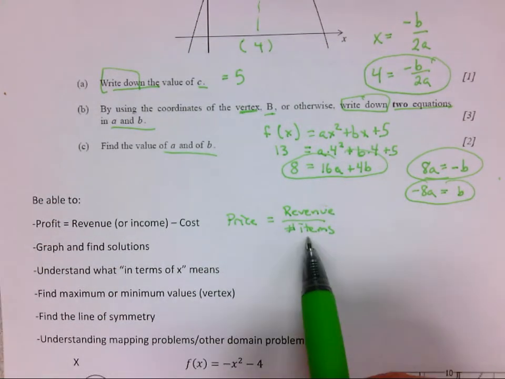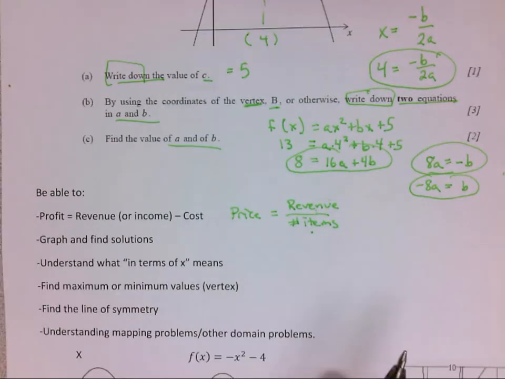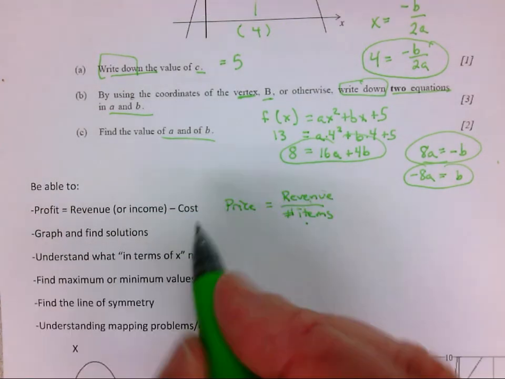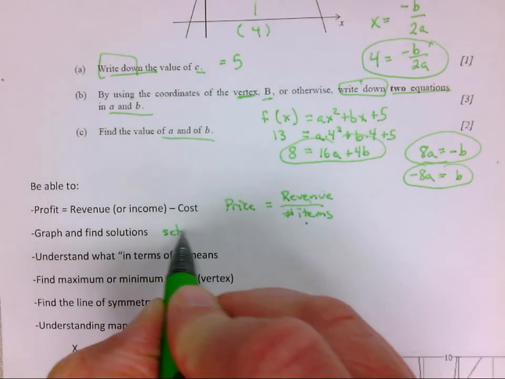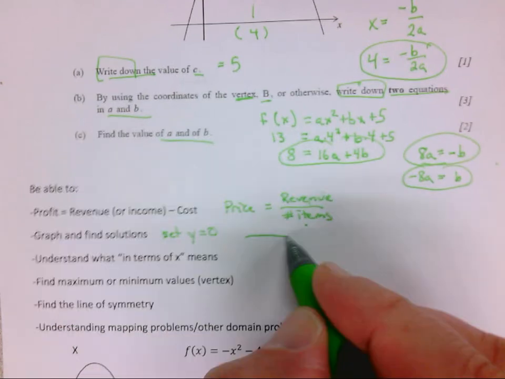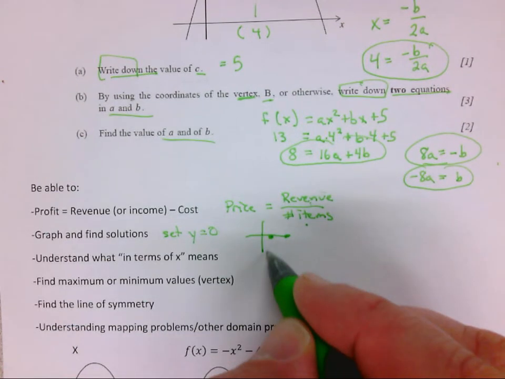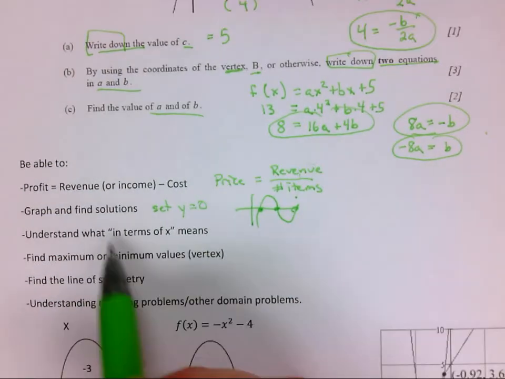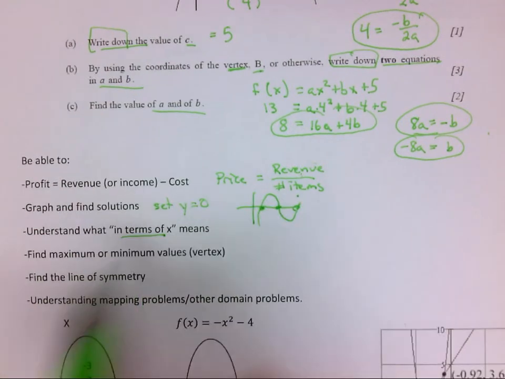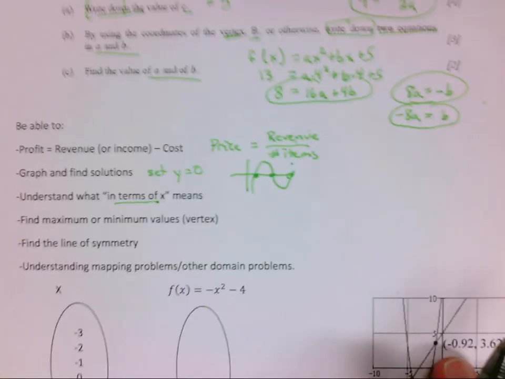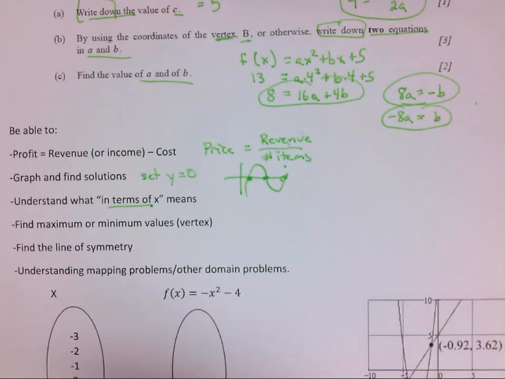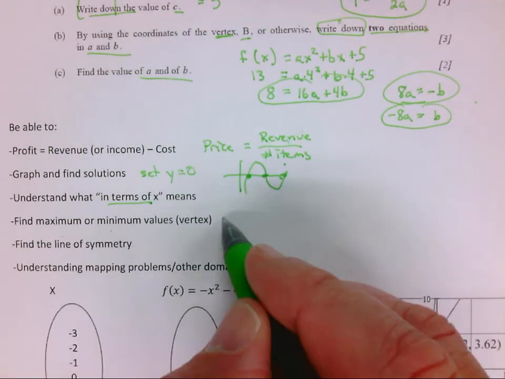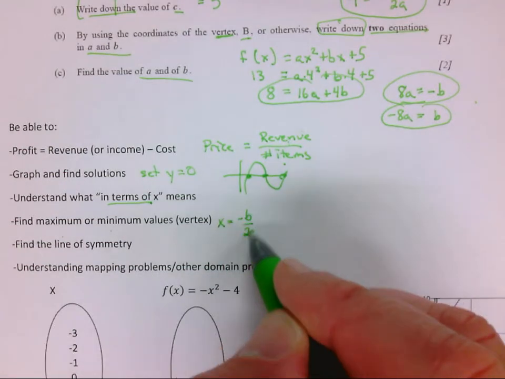Graph and find solutions. So set y equal to 0 and then graph and look for the zeros wherever they are at on the graph. Calculate those zeros. In terms of x means you're writing a variable explanation. You know, x squared times 2x plus 3. They're usually going to tell you what you have to come up with or make you show that. Find maximum or minimum values. You can use the vertex formula, or you can graph and calculate max or min. Line of symmetry, same thing. These go together. And then the mapping problems.